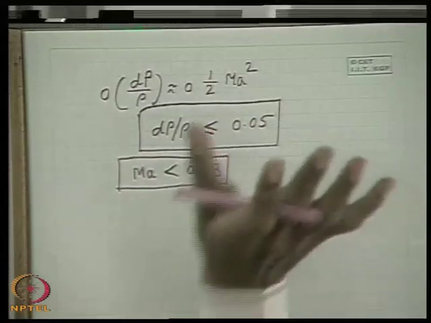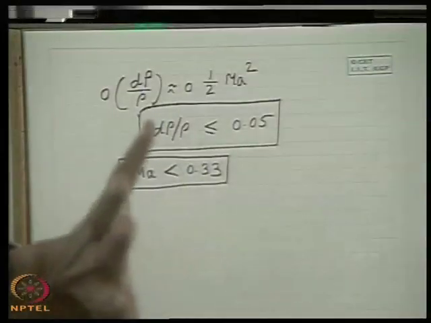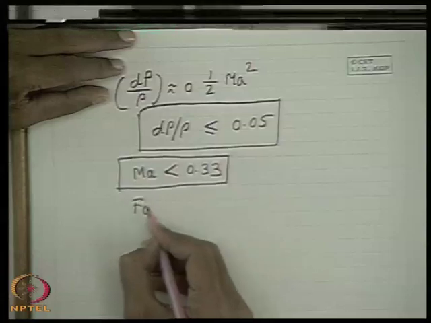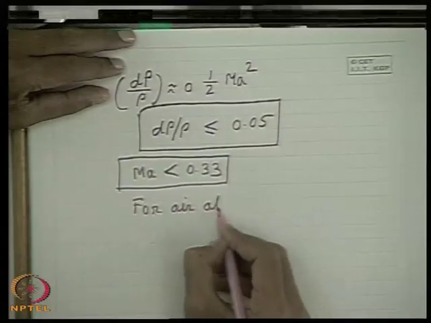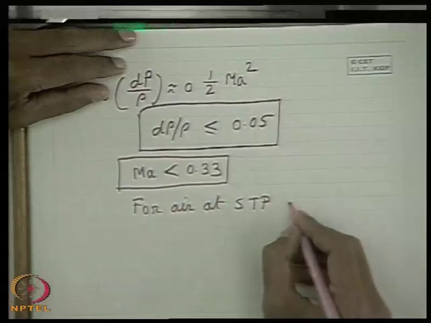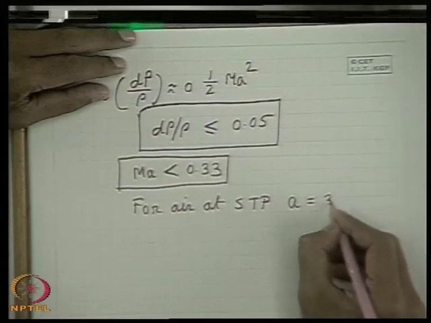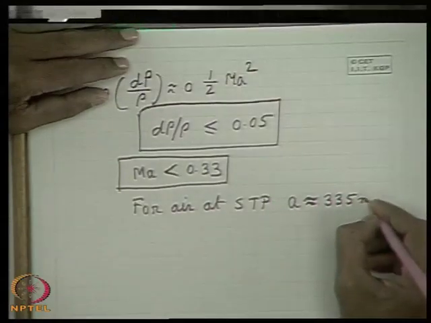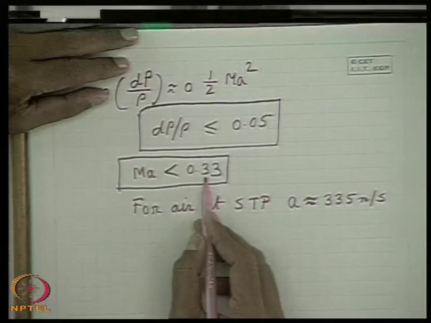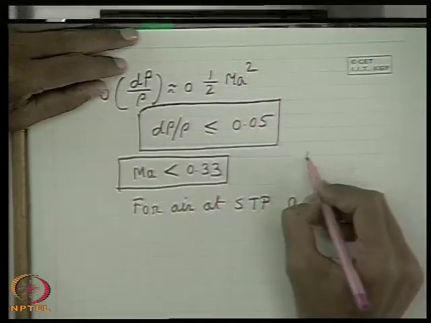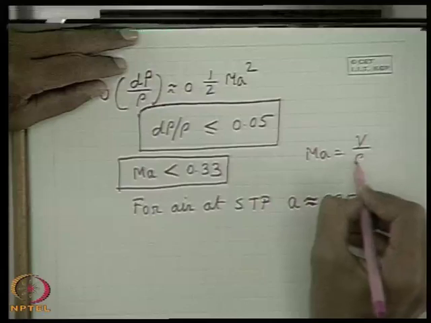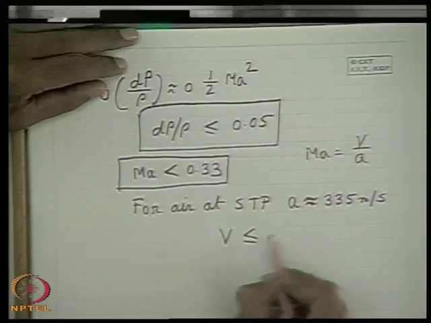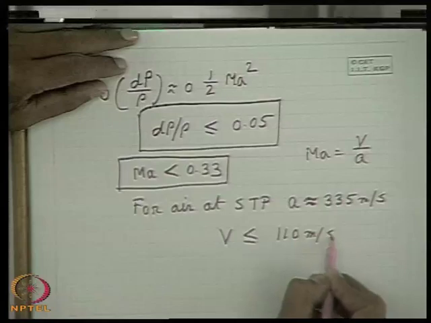It is not the velocity only, it is the non-dimensional term Mach number. So we check that if the Mach number is less than 0.33, the flow is incompressible. Let us see an example for air at STP. Acoustic speed in air is approximately 335 meter per second. I always write approximately because these figures are not 1% accurate. Now, if we pose this 0.33 Mach number criteria with the definition of Mach number as V by A, the flow velocity limit will be less than or equal to 110 meter per second, multiplying with 0.33.